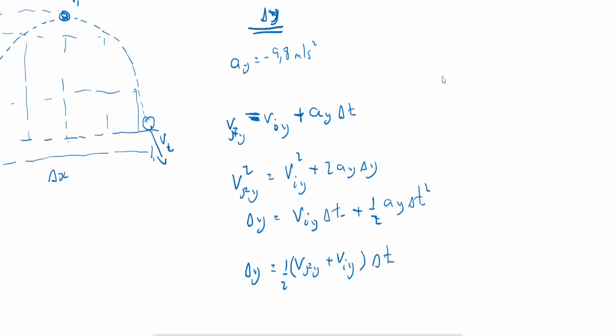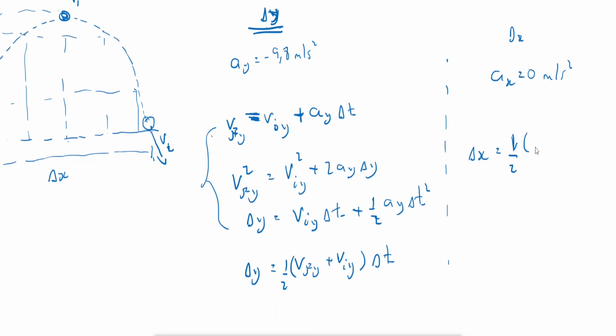What about the x now? Well, in the x direction, first of all, my acceleration is 0 meters per second squared. So I don't have acceleration. So I can't use all of these equations. The only equation I can use is the one that says delta x is going to be equal to half.